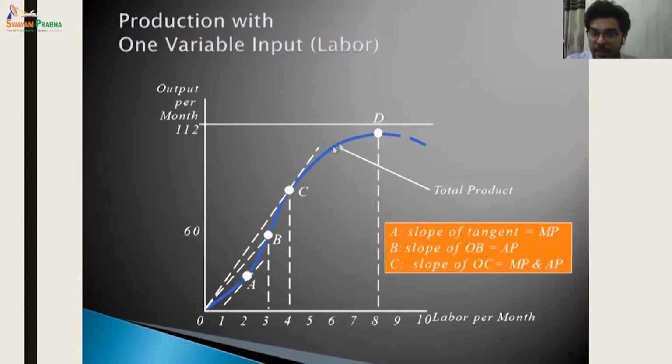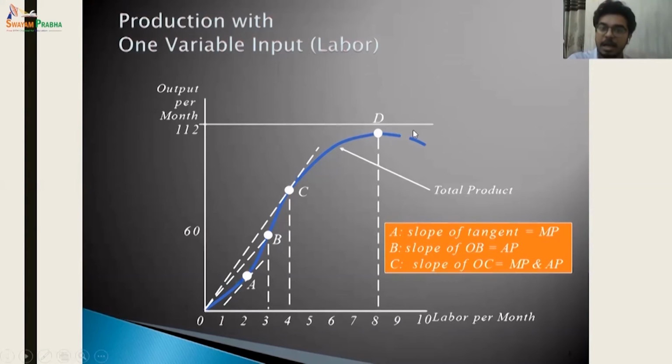On any point, if I find a tangent, the slope of this tangent is the marginal product. On this point, if I am getting a tangent, this tangent slope is the marginal product. But if I connect this point to the origin with a straight line, the slope of this straight line will be the average product, but the slope of the tangent will be the marginal product.